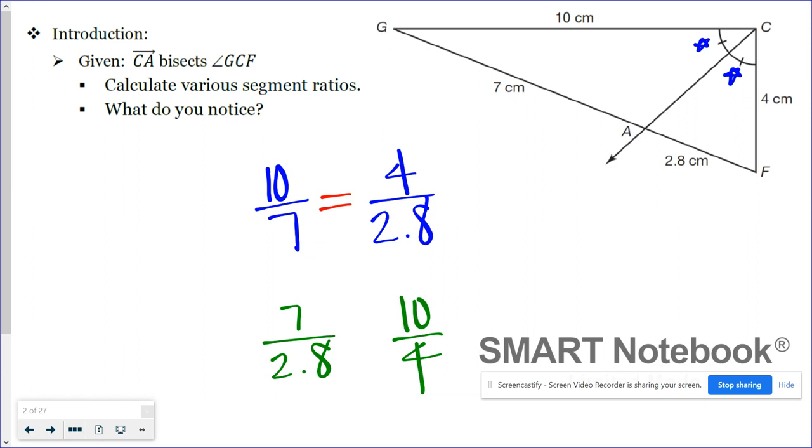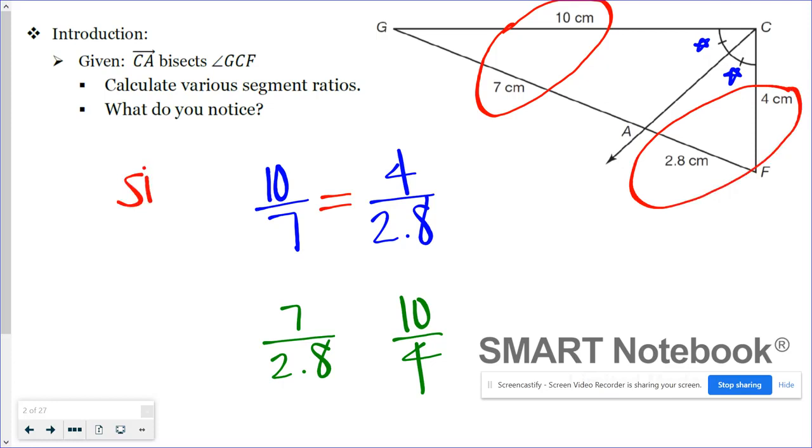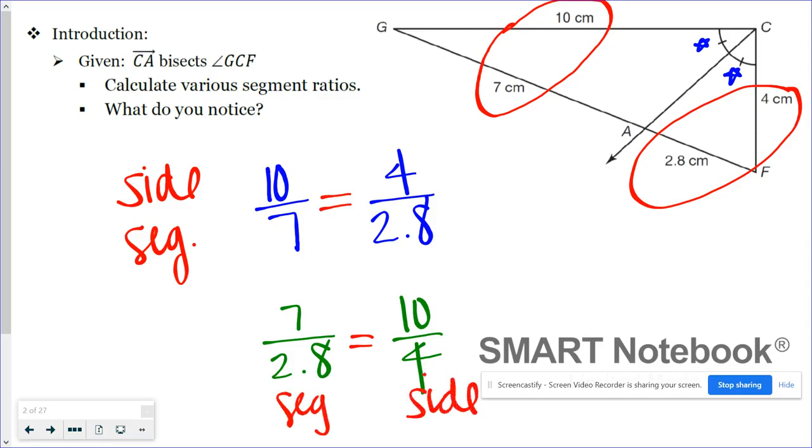Okay, so notice I had one ratio came from 10 and 7. The other one was 4 and 2.8. So I kind of took the sides of the triangle over those corresponding segments that they made. Whereas the one in green, I have, let's see, the 7 over the 2.8, these are the segments, and the 10 over 4 are the two sides of the triangle. So I'm just kind of noticing that some of these ratios are equal to one another. And you know what that means?